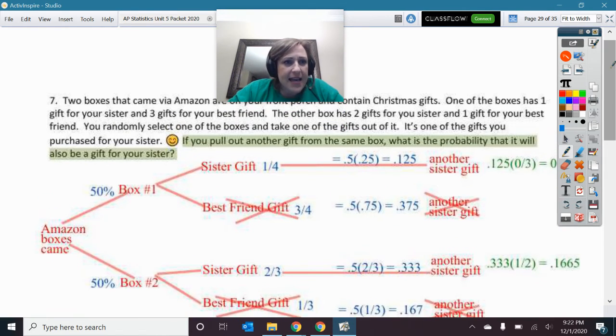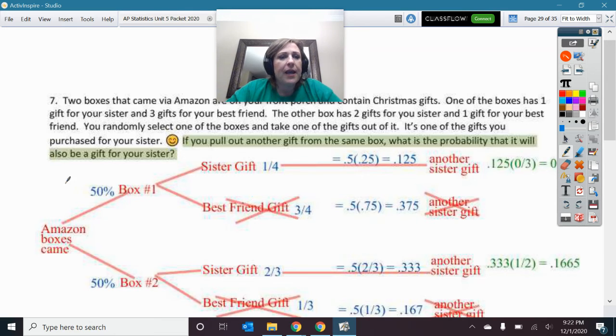One box has one gift for your sister and 3 for your best friend. Okay, so I went ahead and started off here with my box, a 50-50 chance, because you're just going to randomly pick a box. And so you have a 50% chance of getting the first one, a 50% chance of getting the second one. All right. So now, if you pick this first box, you have one gift for your sister in it. So 1/4 of them is for your sister. And then there's 3 gifts for your best friend.